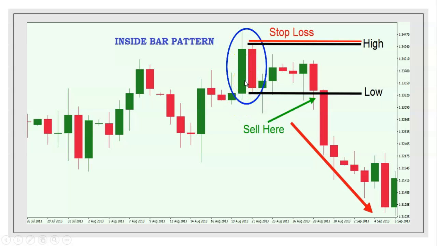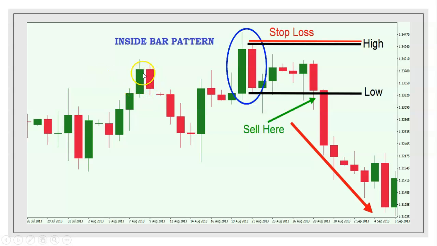This pattern is something like a flip side of an engulfing bar. You know that in an engulfing bar you have this one engulfing the previous one. When this one is the preceding candle that is engulfing the next candle, it's like a flip side. Here is another inside bar.